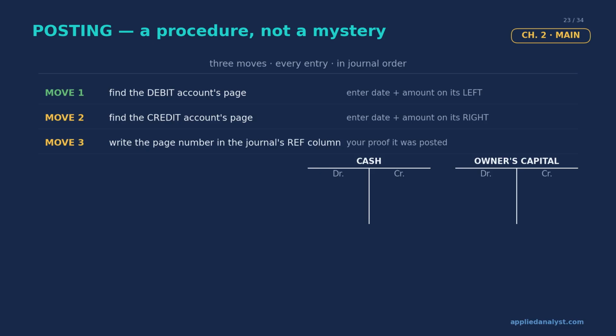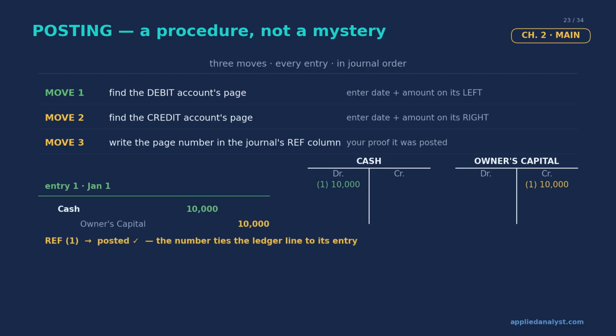Nothing unposted, nothing posted twice. Now watch it on your own first entry. The journal says debit cash $10,000, so we open the cash page and write $10,000 on its left. It says credit owner's capital $10,000, so we open the capital page and write $10,000 on its right.